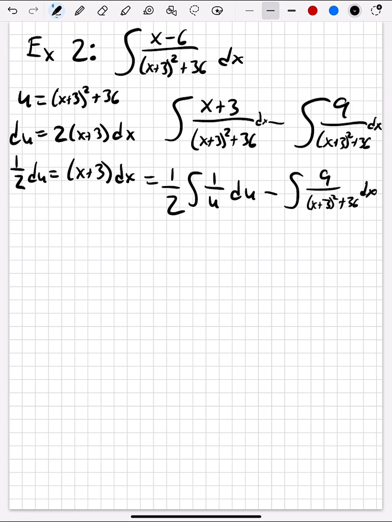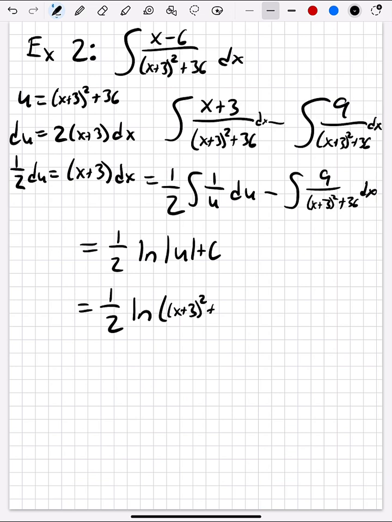Well, we know that when we take the integral of 1 over u, we just get the natural log. And if you feel like you can do this simultaneously, that's perfectly fine. So I know that the integral of 1 over u is the natural log of the absolute value of u, plus c. I'll go ahead and replace that u, which is this (x plus 3) squared plus 36, and I can drop my absolute value because I know (x plus 3) squared plus 36 will always be positive.